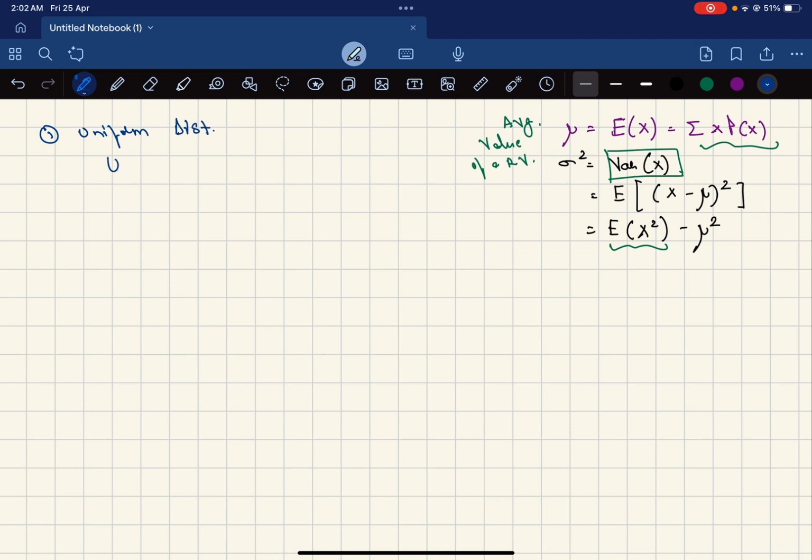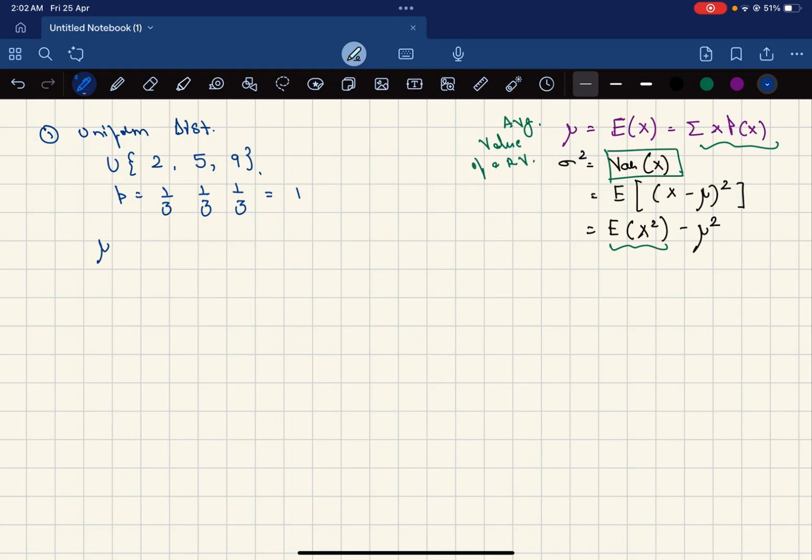So let us say we have a uniform distribution with the values 2, 5 and 9. And since there are three values here, and we know that for uniform distribution, the probabilities of each of these three values should be equal. Therefore, the probabilities for each one of them should be equal to 1 by 3 each, since the sum of the total probabilities is always 1.